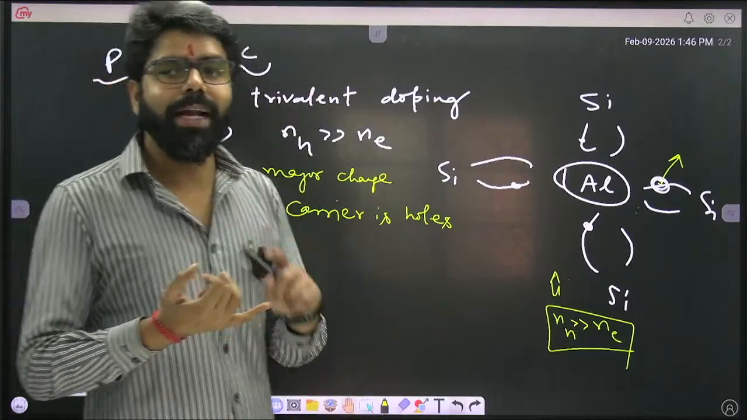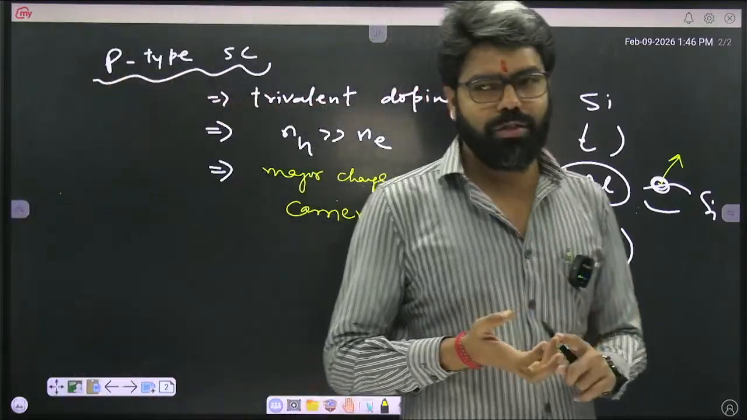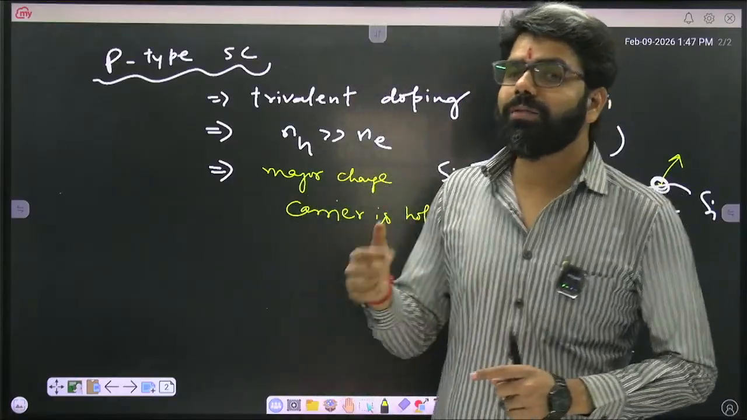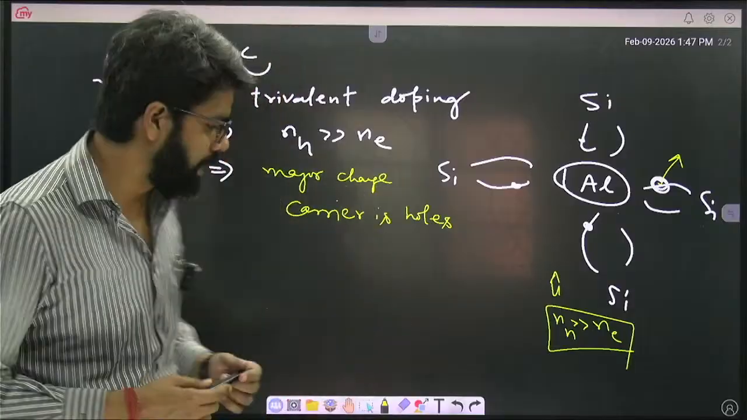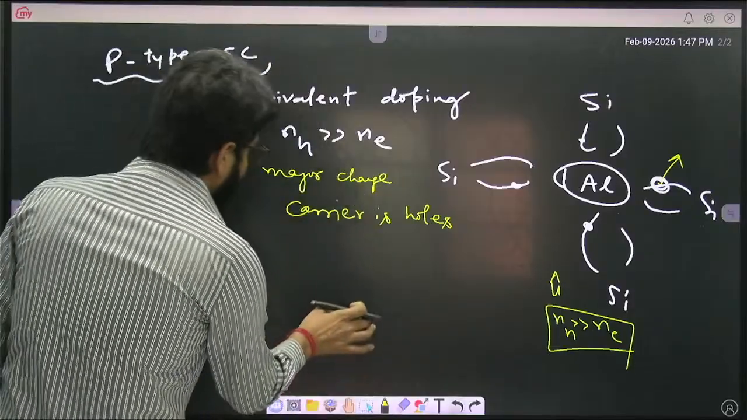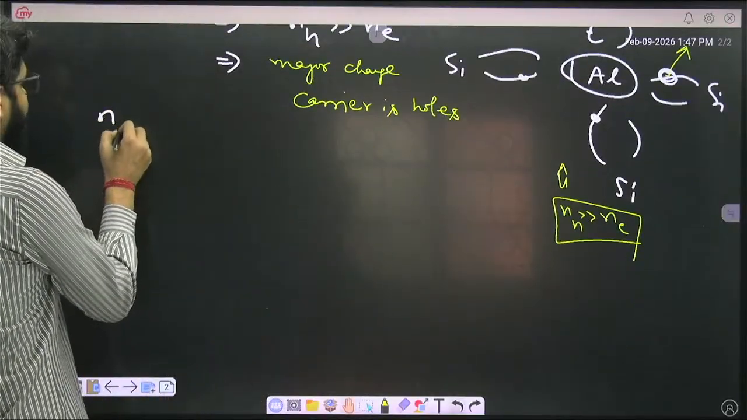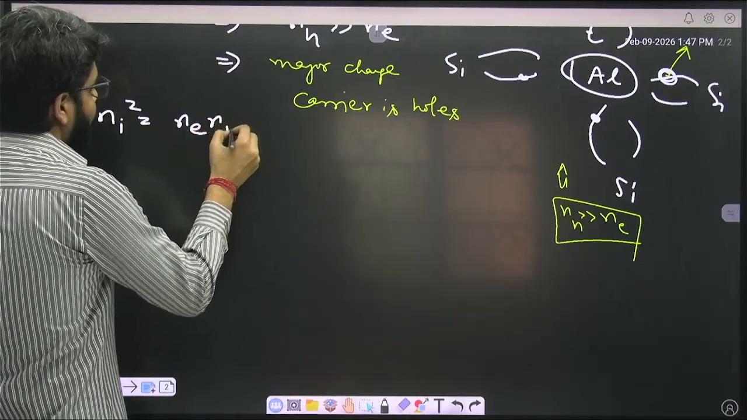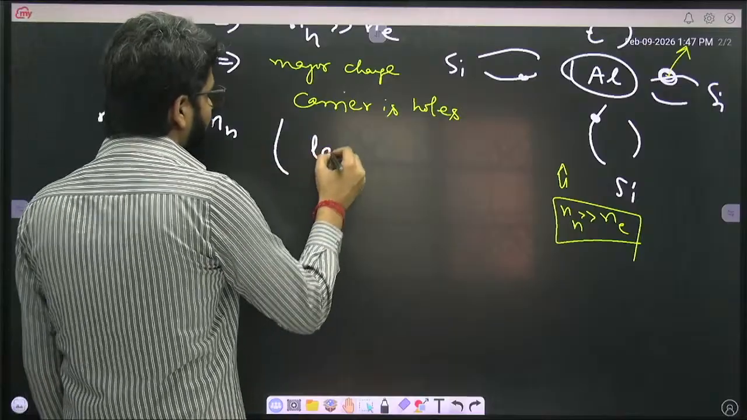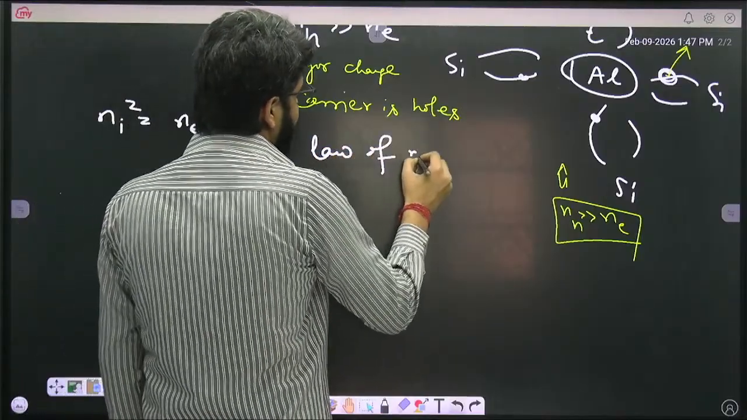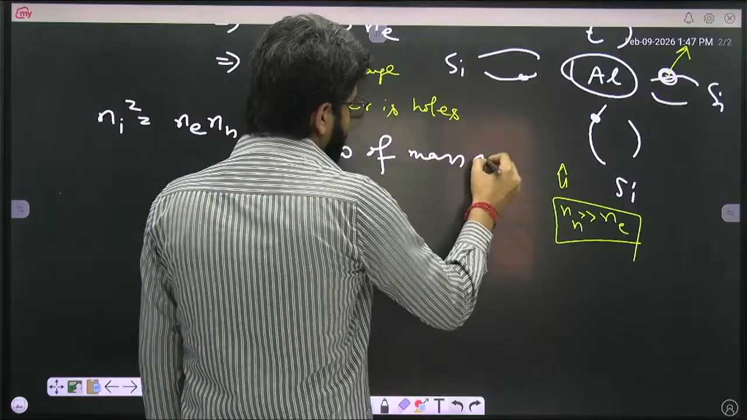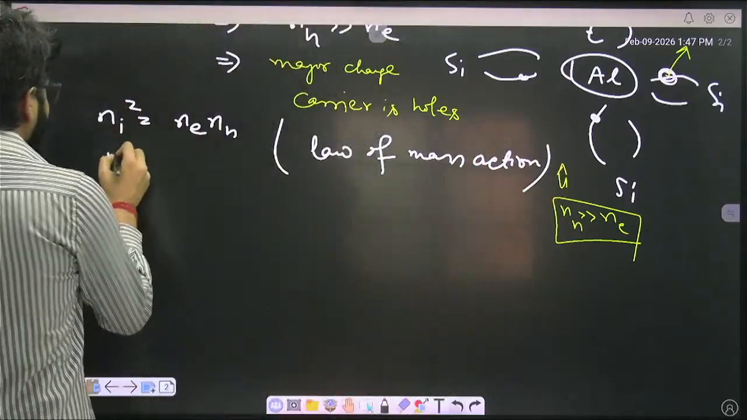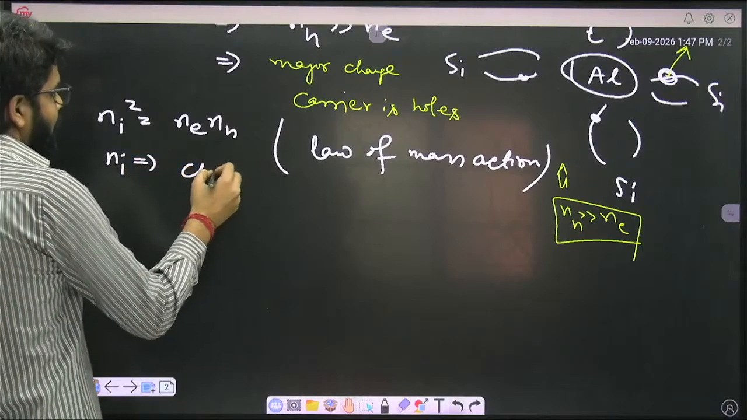What is this charge carrier concentration? The product of Ne into NH is called the square of the charge carrier concentration. It is denoted by Ni. I will write it here so you can understand. Ni square is equal to Ne into NH, and this is called the law of mass action. What is this Ni? Ni is the charge carrier concentration.